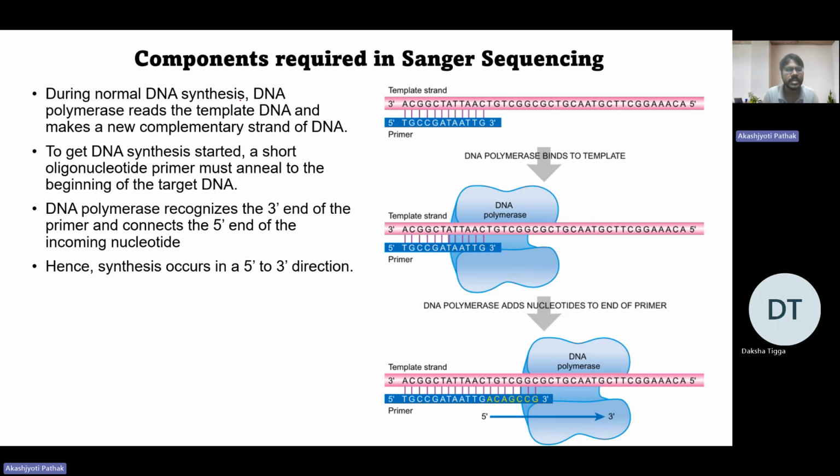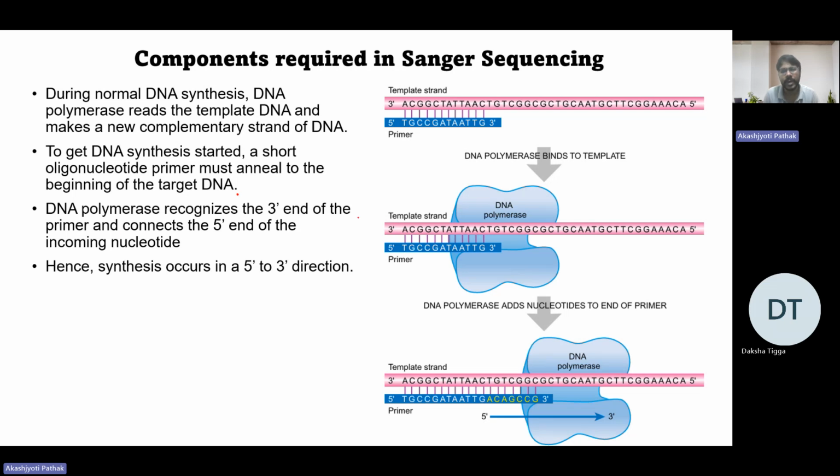In normal DNA synthesis, the DNA polymerase reads the template DNA and makes a new complementary strand of DNA. To get the DNA synthesis started, a short oligonucleotide primer must anneal to the beginning of the target DNA. So this is your primer, and it goes and binds to the start of the DNA.